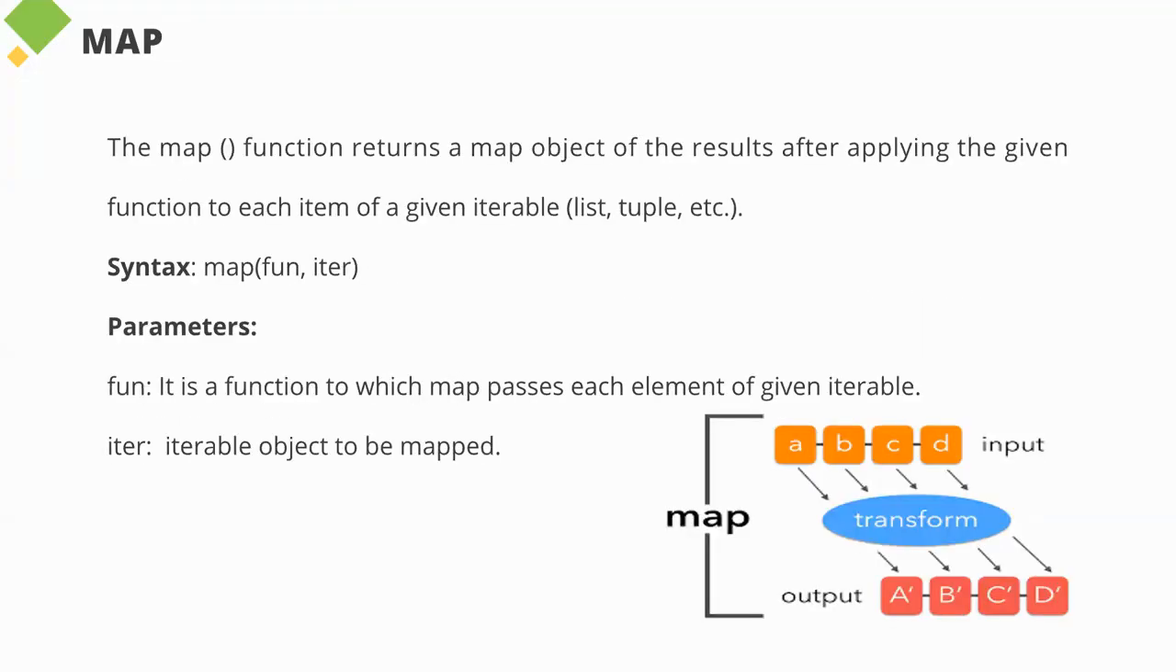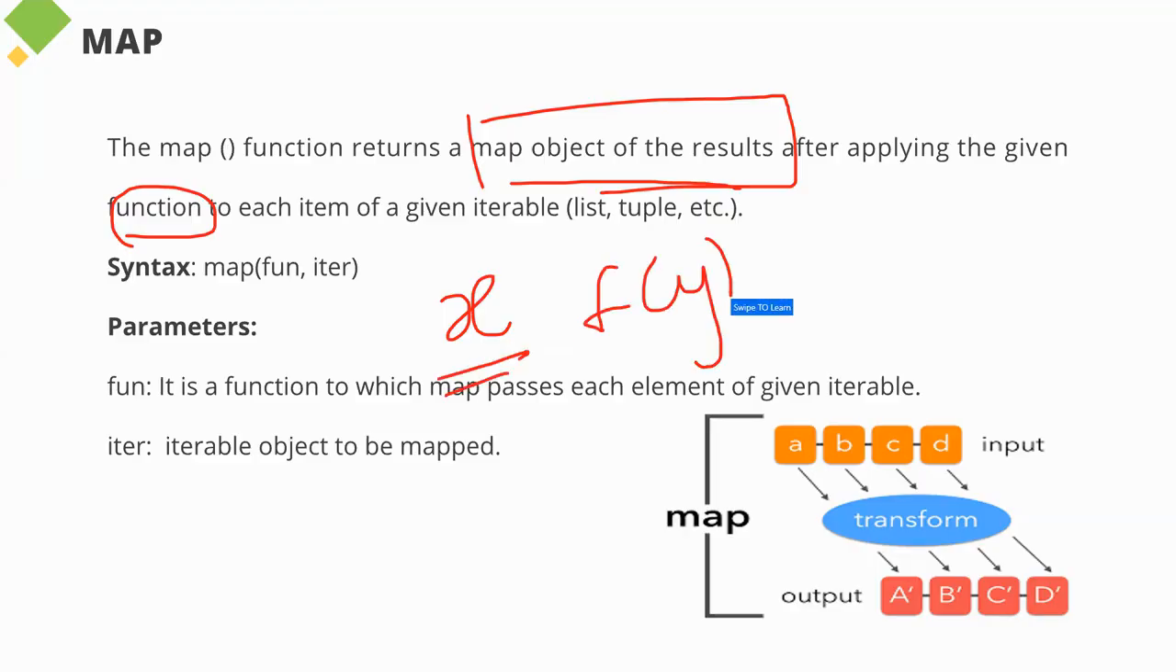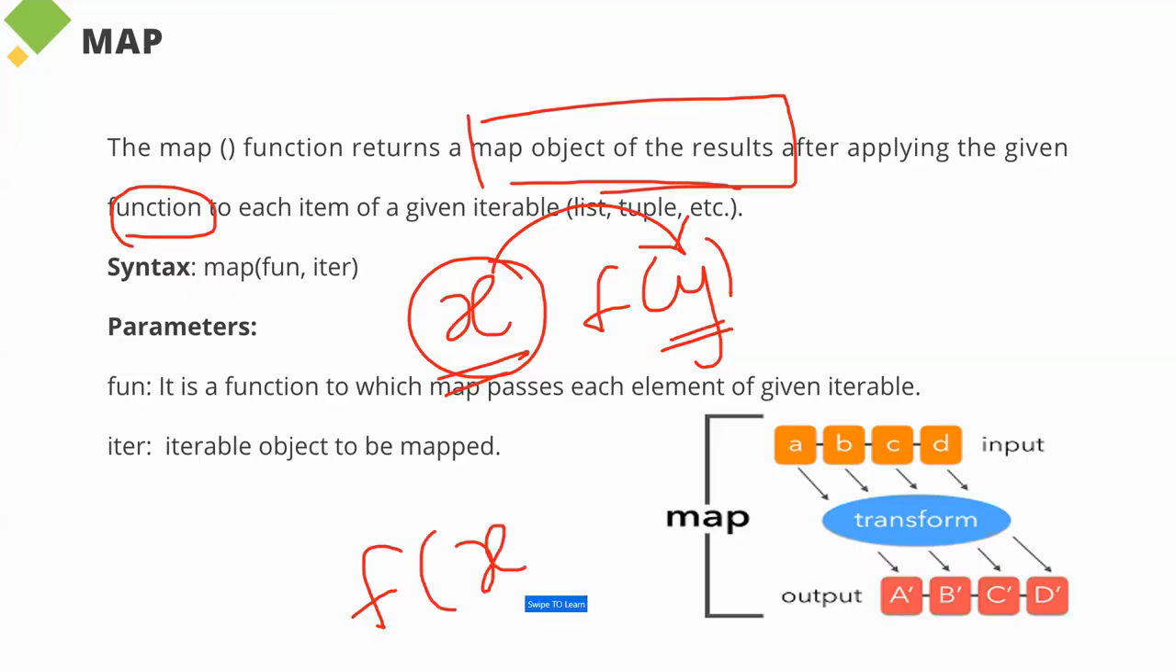Okay, map function. Let me explain what the map function is. Map function is used to map objects to the results after applying the given function. Whatever function is there, it applies the function and maps them to the result. Say your function is f of y. It sends the x parameter as y and gets the result f of x. So for each of the parameters, say 1, 2 and 3, it gives the result as f of 1, f of 2, f of 3. Got it?